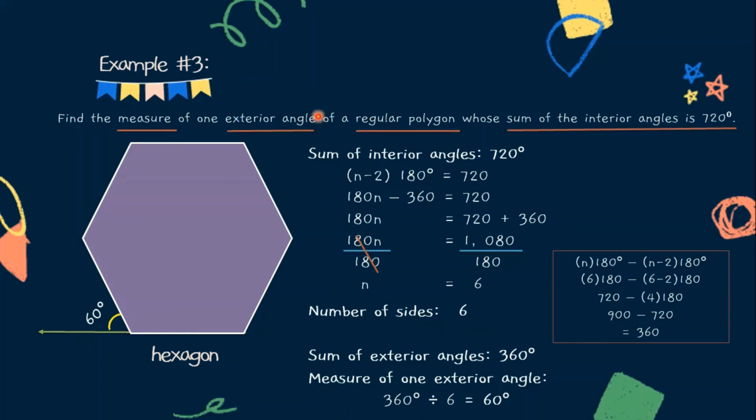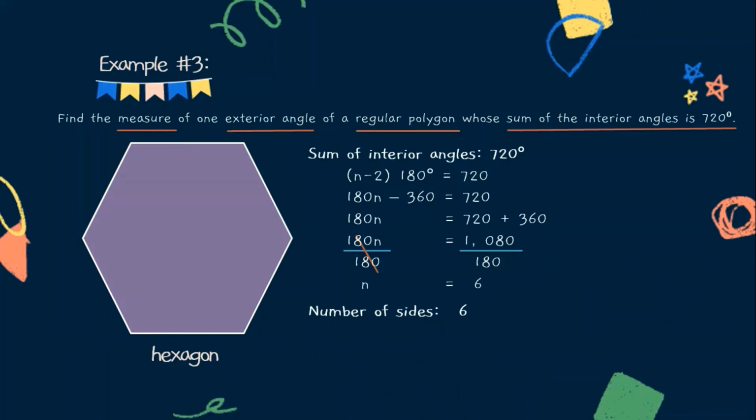However, since we know that an interior and an exterior angle have a relationship with one another, we can also solve this word problem this way. We already know it is a hexagon. We know the number of sides, which is 6. Let's find the measure of one of its interior angles. 720 degrees, our sum of all the interior angles as stated in our word problem, divided by 6, which is the number of sides or number of angles. 720 degrees divided by 6 is 120 degrees. Therefore, one of its interior angles is 120 degrees.